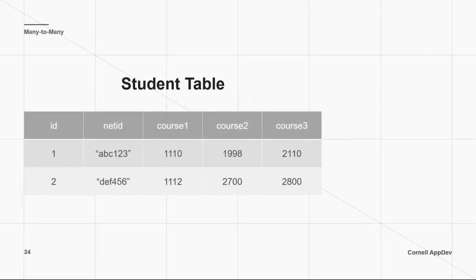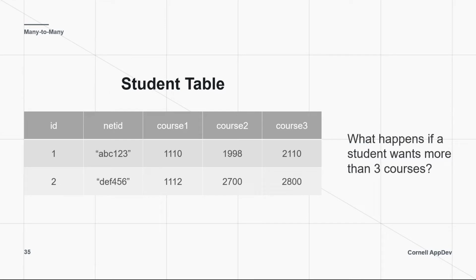Moving on. So let's say we try going with the first example, right? We have some student and course database. So we have our student table and we have some kind of course table. So what if this student wants to enroll in more than 3 courses, right?